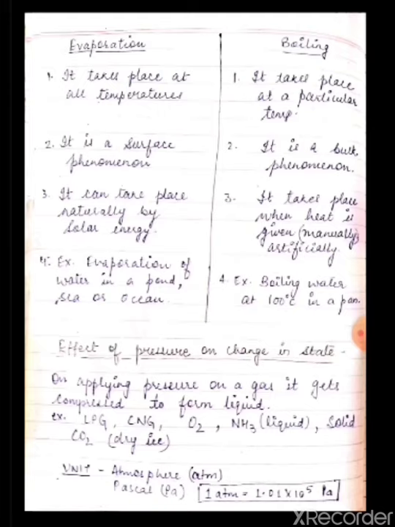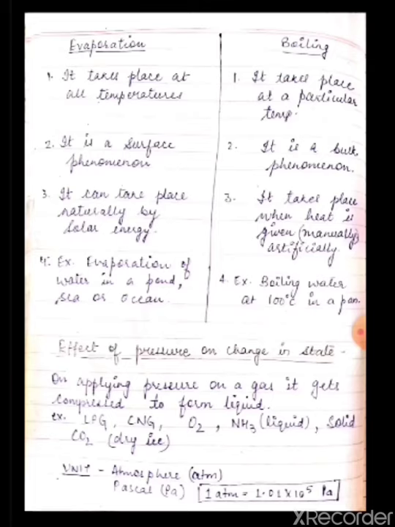LPG is liquefied petroleum gas, CNG is compressed natural gas. Both of these are filled in cylinders with the help of applying pressure on them. Then oxygen gas is also present in oxygen cylinders in hospitals. Also, solid CO2 is known as dry ice because it is used as a coolant in cold storages. So the unit of pressure is atmosphere, ATM, or Pascal.